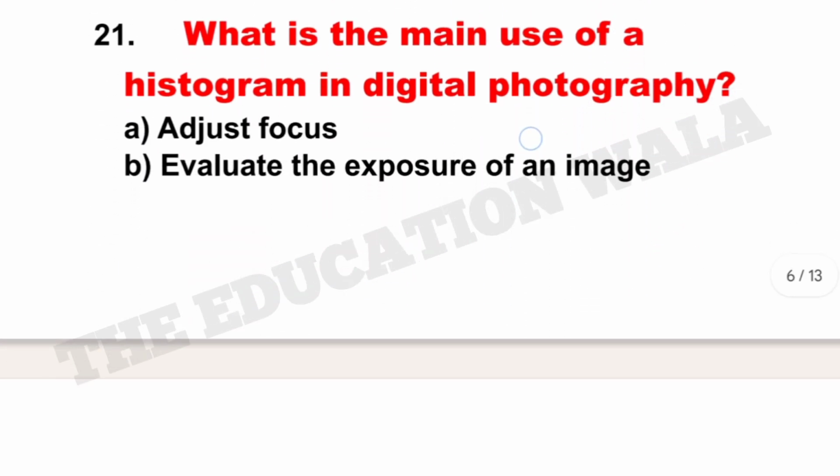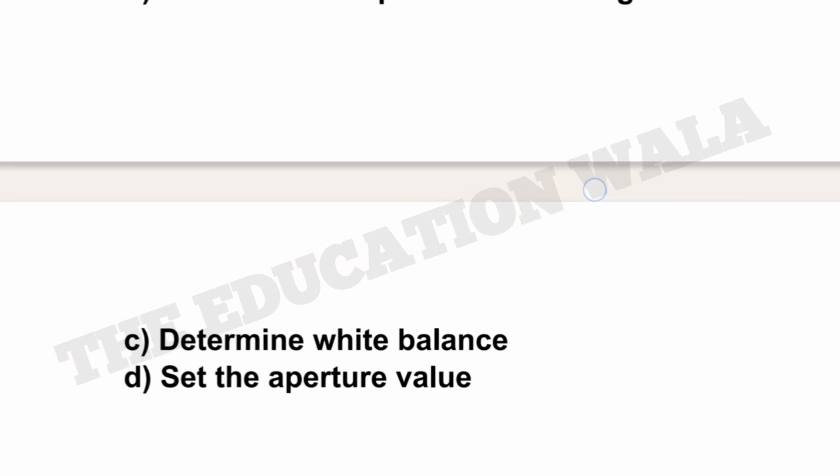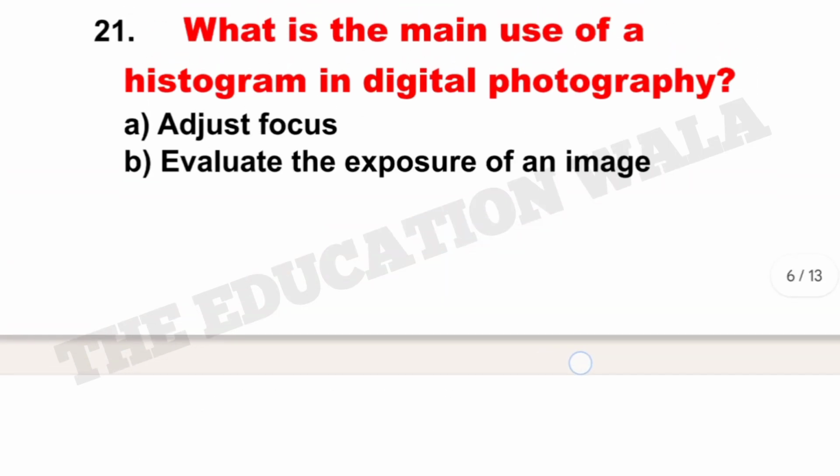Question number 21. What is the main use of a histogram in digital photography? Option A, adjust focus. Option B, evaluate the exposure of an image. Option C, determine white balance. Option D, set the aperture value. Right answer is evaluate the exposure of an image.